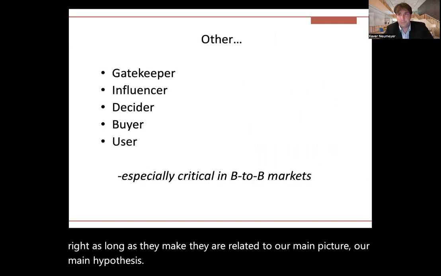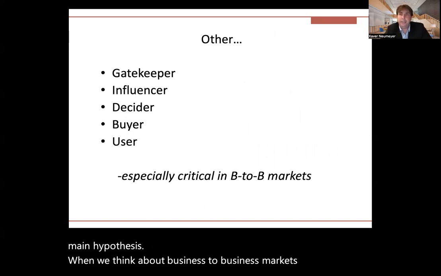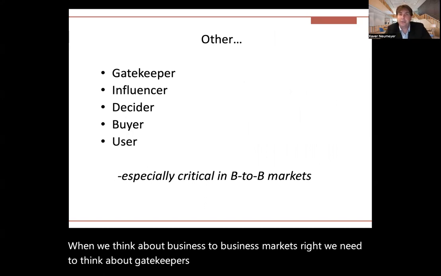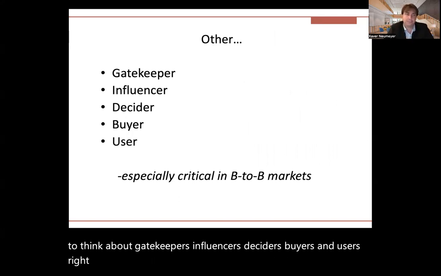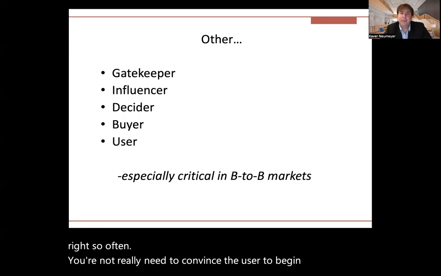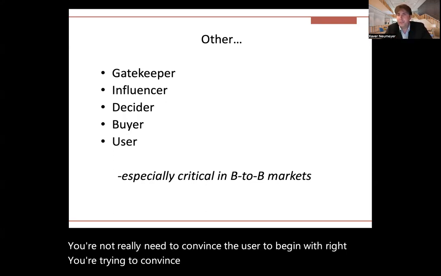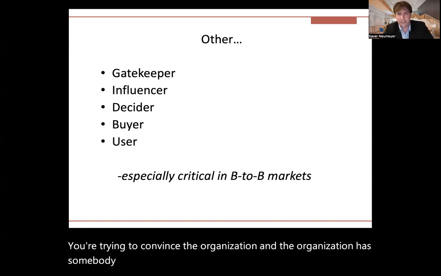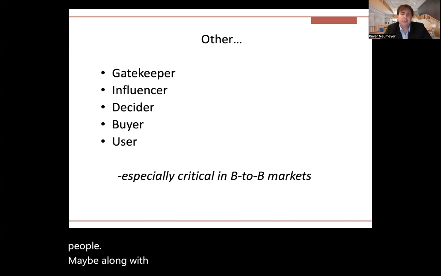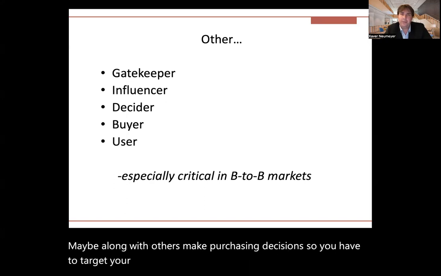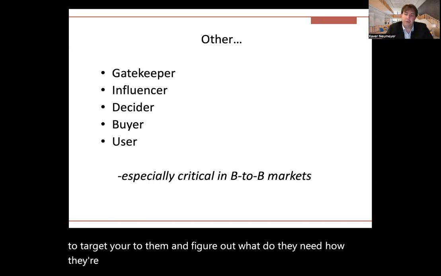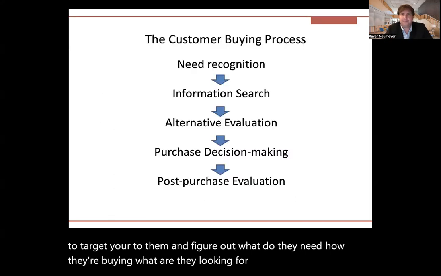When we think about business-to-business markets, we need to think about gatekeepers, influencers, deciders, buyers, and users. Often you don't really need to convince the user to begin with. You're trying to convince the organization, and the organization has somebody who's responsible for purchasing. These people, maybe along with others, make purchasing decisions, so you have to target your initiatives to them and figure out what they need, how they are buying, what they are looking for, et cetera.